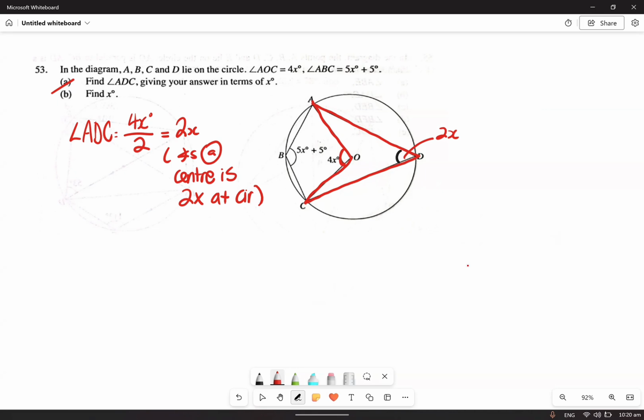Okay, understand or don't understand? The next one we have is this angle over here, 5x plus 5. And what do they want us to find? They want us to find the value of x. Agree? How do I go about this?